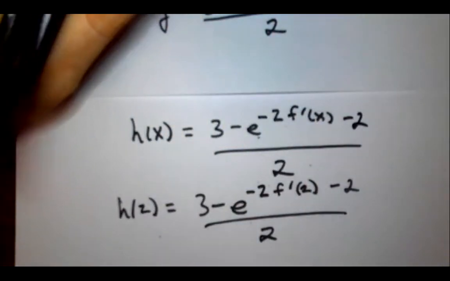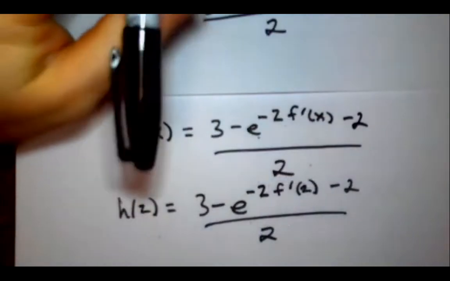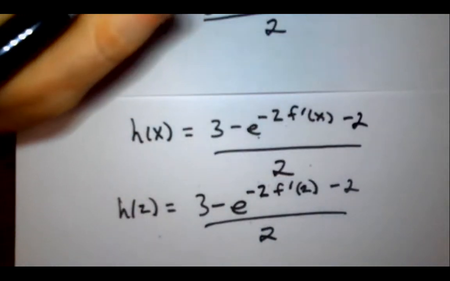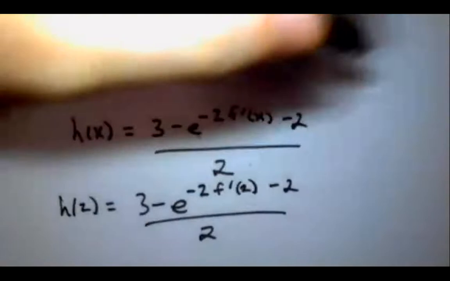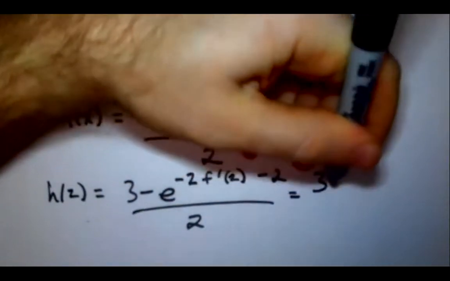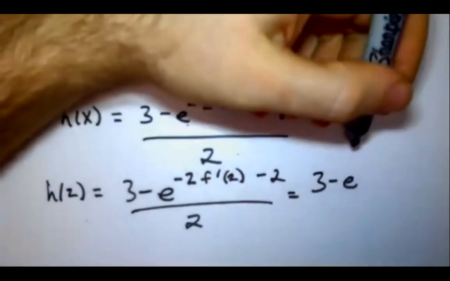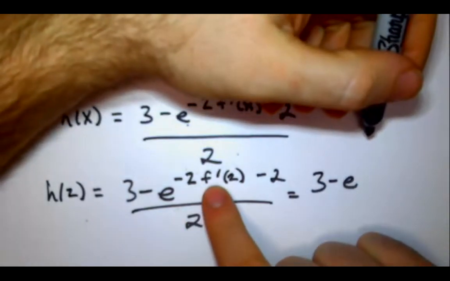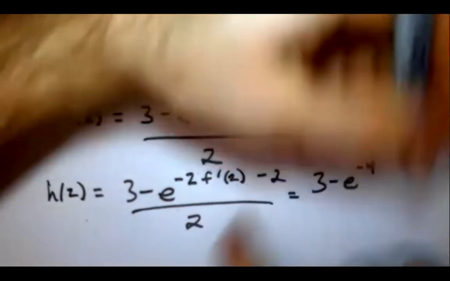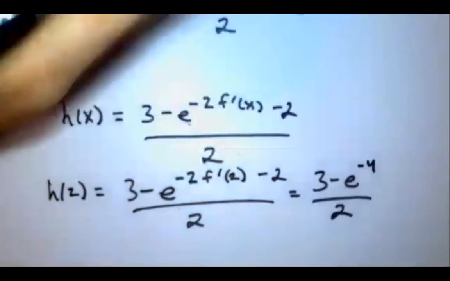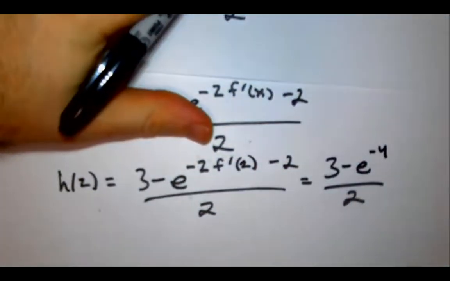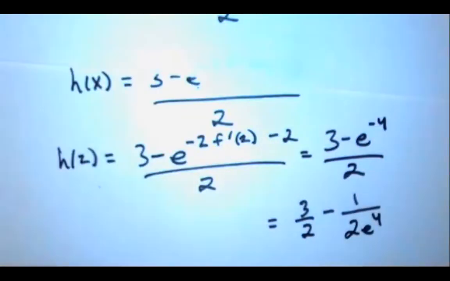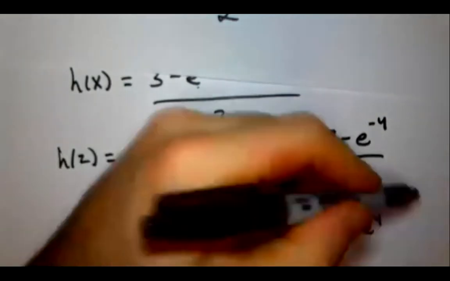Somebody that has this assignment open or somebody that did it. What's f prime of 2? That's 1. Positive 1? Yes. Okay, so that would be 3 minus e to the -2 minus 2, that's -4, over 2. You would get credit for that right there. The way it's written in the answer guide is like this. Means the same thing. Either way, that would be correct.